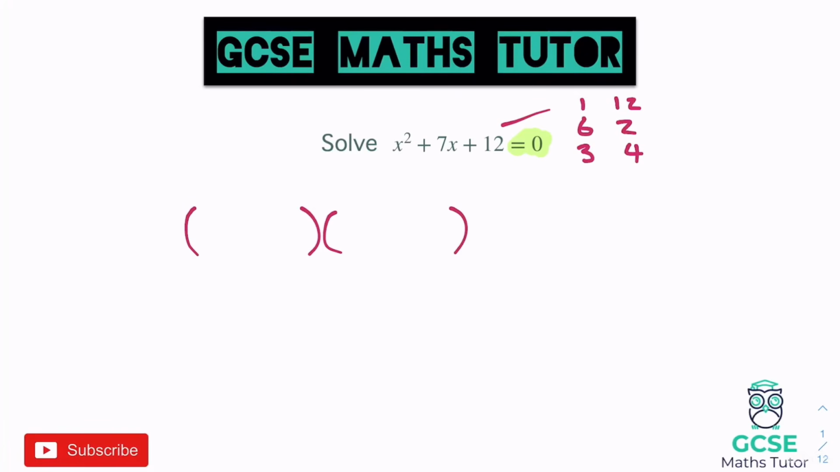So we'll put our double bracket here. It's all equal to 0. And we've got an x at the start of both brackets. So obviously we're looking at that number in the middle there, the coefficient of x, which is positive 7. So the two numbers that multiply to make 12 and also add to make that positive 7 are our 3 and our 4. Okay, so we're going to put 3 and 4 in our bracket, and that would be plus 3 and plus 4.